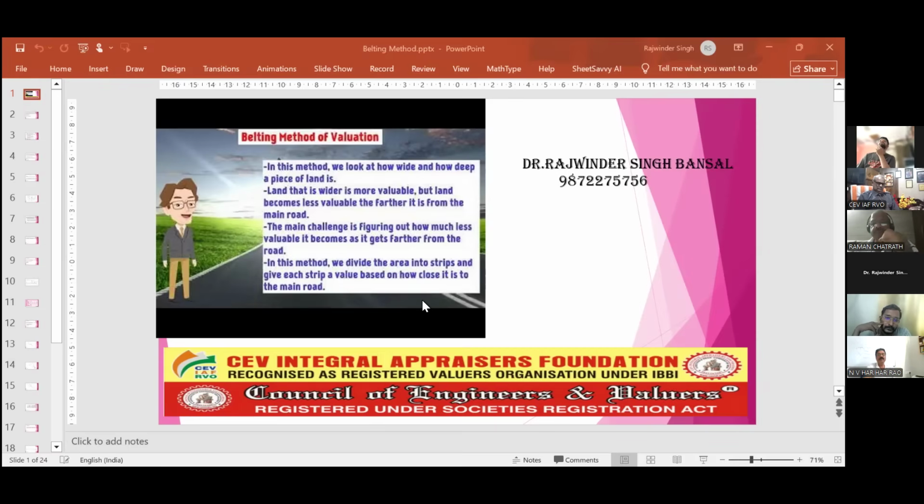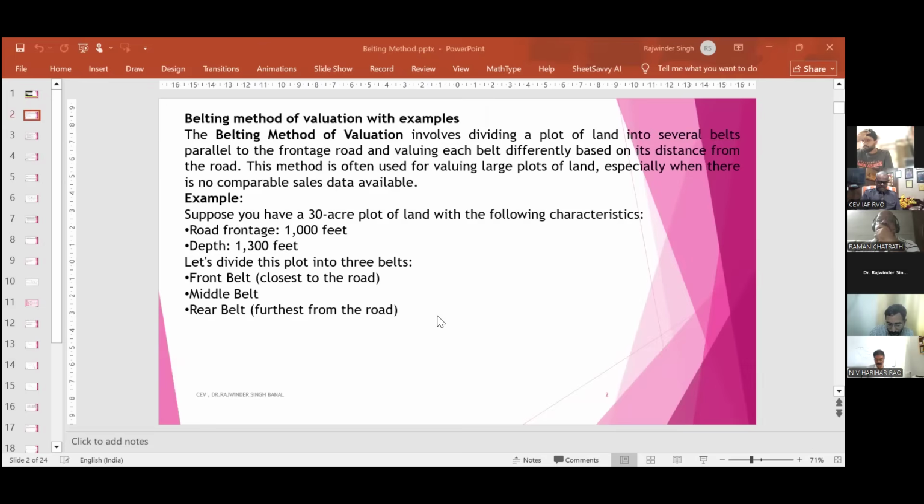So when the width of the plot is very less and it is having a huge depth, we apply belting method. This is similar to hypothetical plotting. This is again a hypothetical belting. It does not mean that we will actually do it on the site. We will only do it on the paper, just for calculation work. Not actual belting will be done at site. Remember one thing. How it is done, why it is done, we will consider that part in the coming sessions.